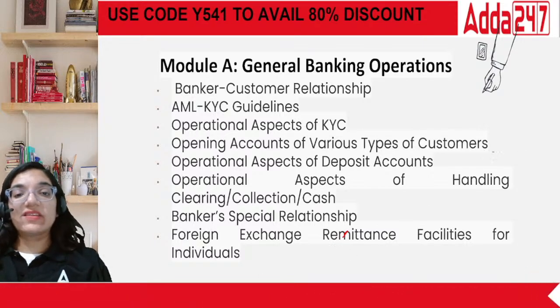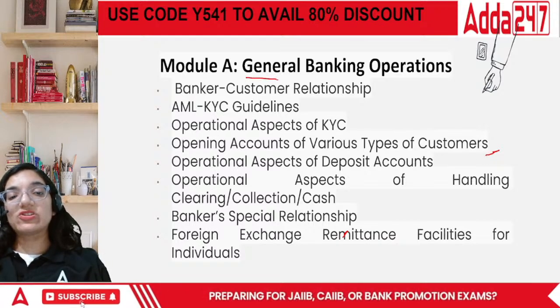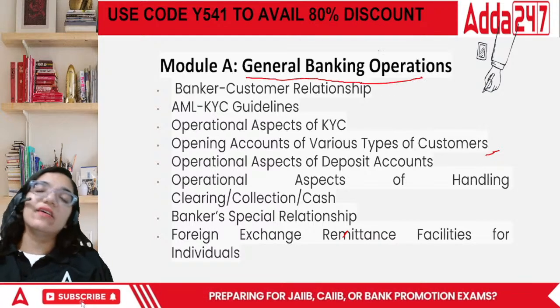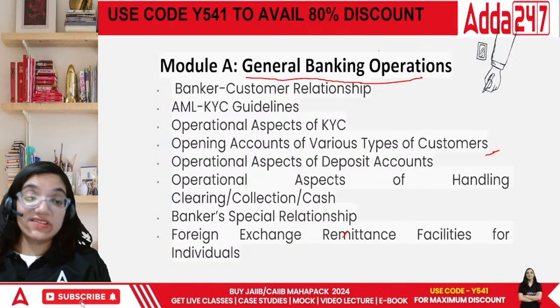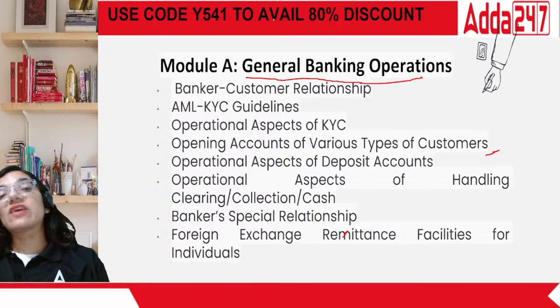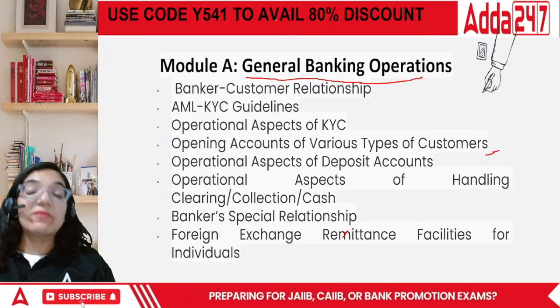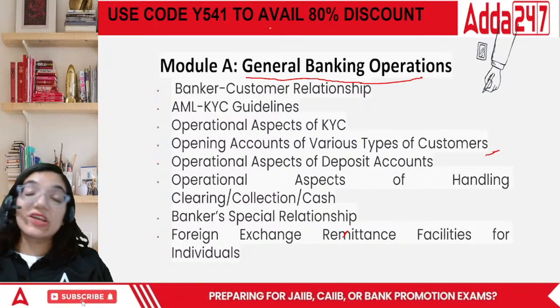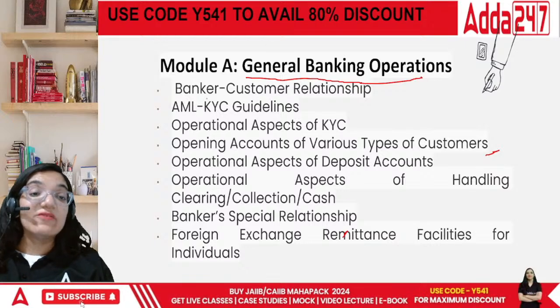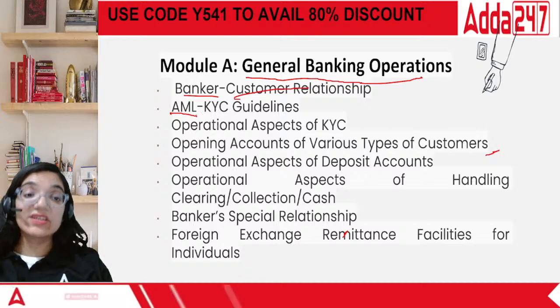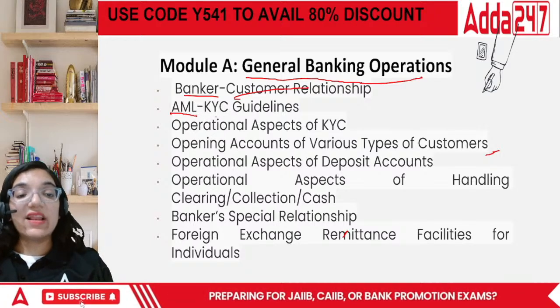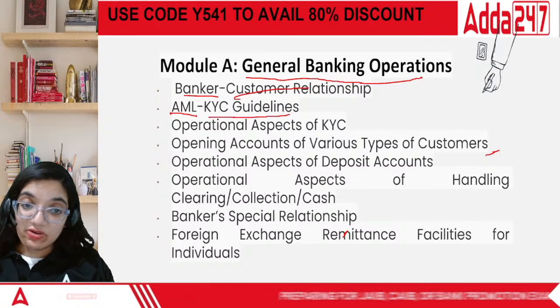For example, look at this. First is general banking operations. This is what you already are doing in your regular work as well, but still you need to know about these things, because not every specific area is yours. You might be working in one department, but the working of other departments is also there. First is banker, the customer relationship. You also study asset management. Then AML and KYC guidelines.